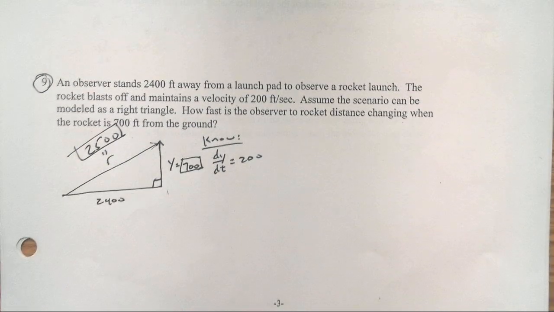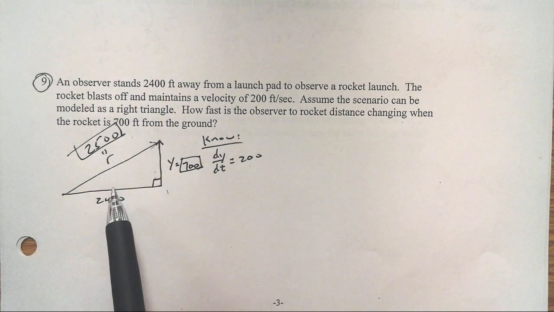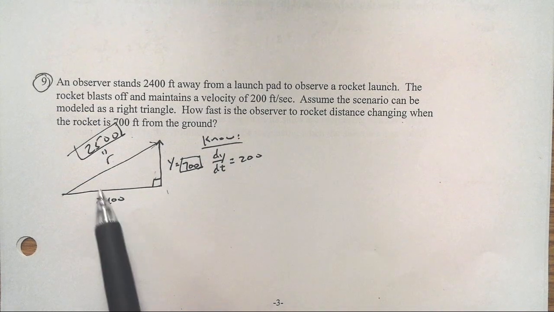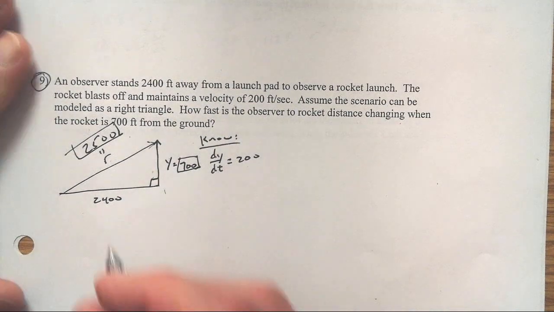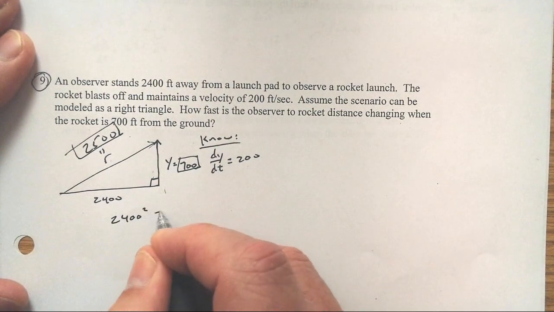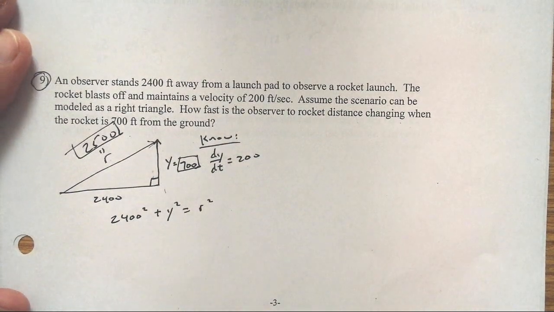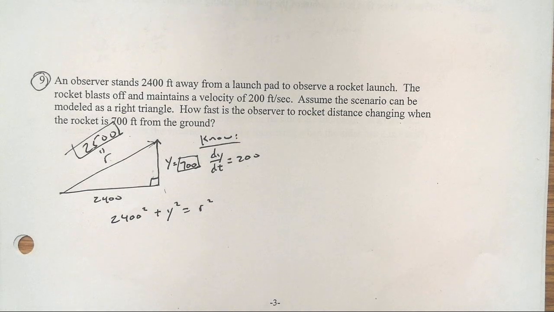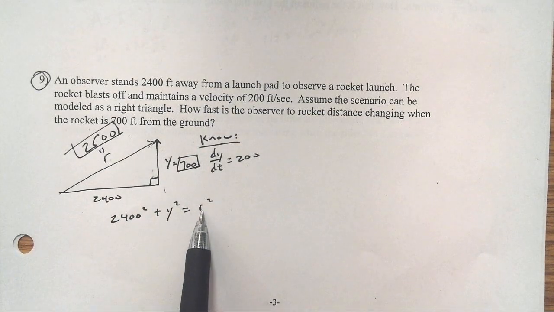So I need a formula that relates r to y, and you could probably get some angle measures in here and talk about that with trigonometry, but I'm going to go Pythagorean. And here's what we've got. 2400 squared plus y squared equals r squared. And I've got some snapshot values, r and y. Do I put those in there now? Nope, not until I've taken the derivative.